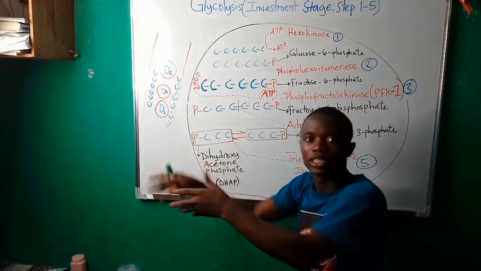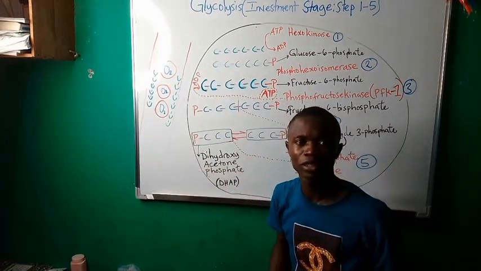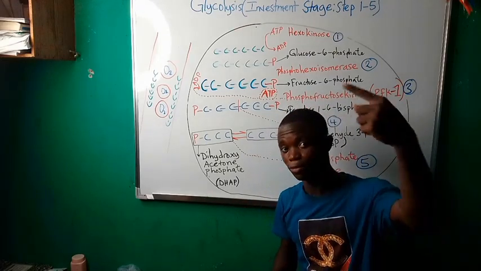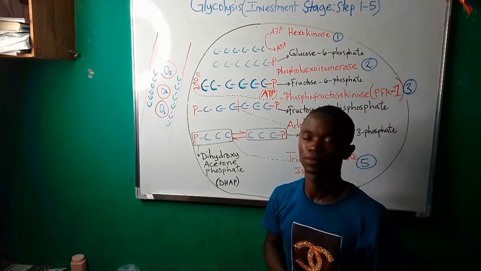It goes directly to ATP. Say, oh, give me one of your phosphate, please. Let me attach it to glucose on carbon number 6. That is the first step in glycolysis.